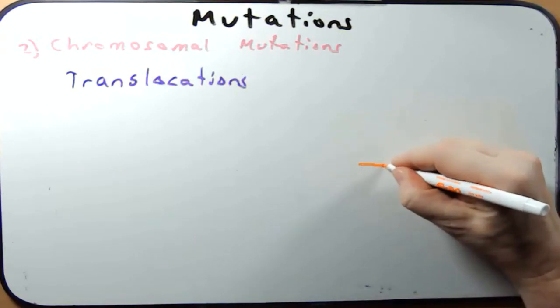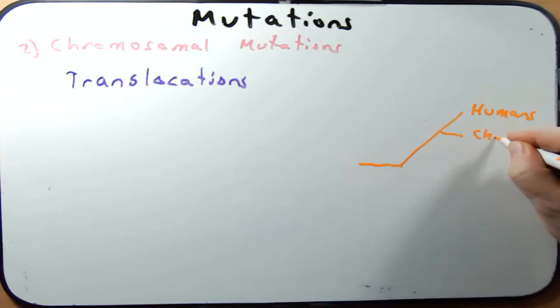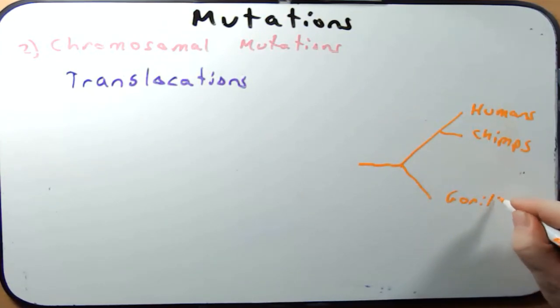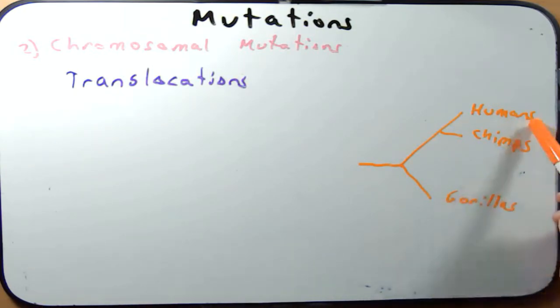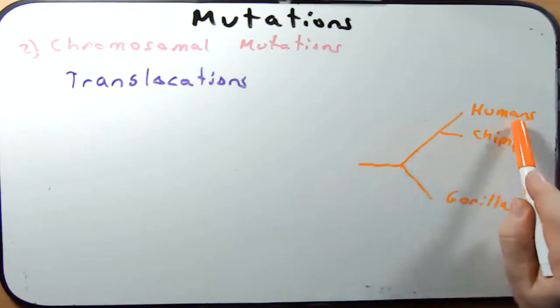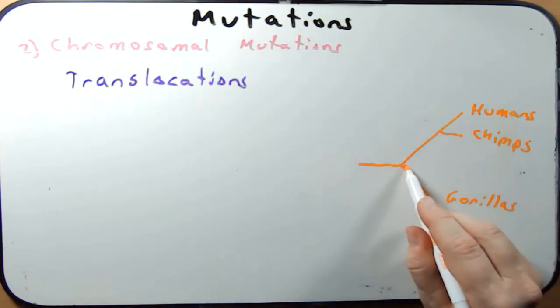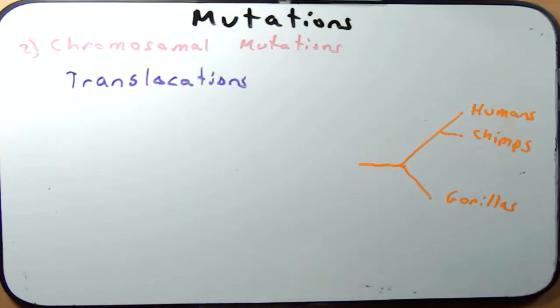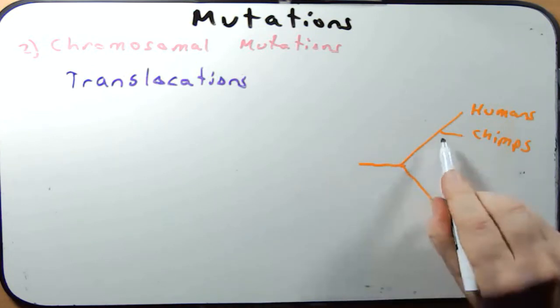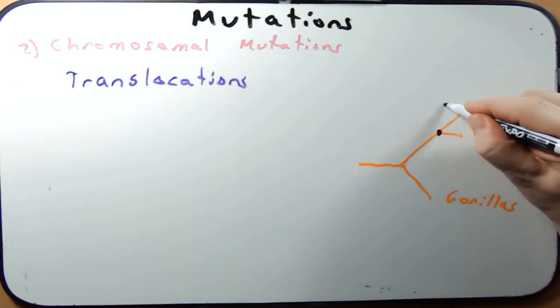To remind you, let's look at this evolutionary tree here, where we have humans here, chimpanzees here, and gorillas here. We'll talk about these trees later on in the semester and how to interpret them. But what we can see from this one is that humans and chimpanzees are more closely related because they had one common ancestor here, whereas humans and gorillas are not as closely related because they shared a common ancestor much earlier in evolution. But a translocation event occurred after this common ancestor of chimpanzees and humans, because we see this translocation event in humans.